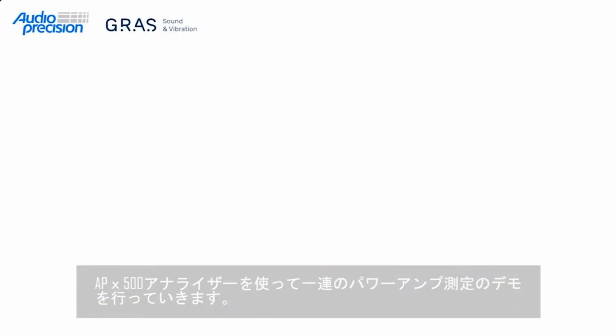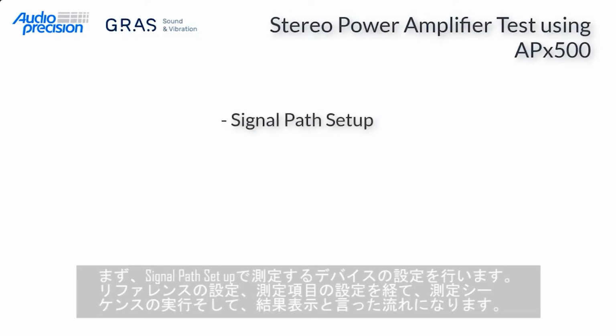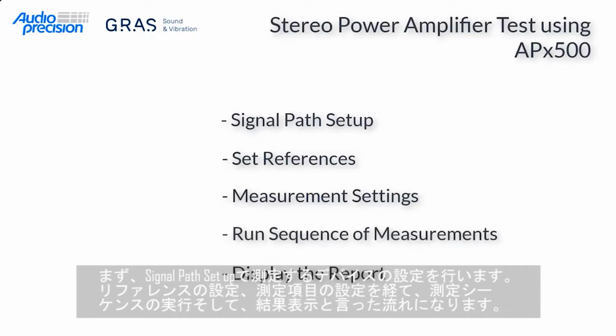Hello. Today I'm going to demonstrate using the APX 500 analyzer to run a series of audio measurements on a stereo power amplifier. I'll set up the signal path for the device we're testing and then set the references. I'll show each measurement with its properties and settings, and finally run the tests as an automated sequence and show the resulting report. This will show if the amplifier meets the specifications.